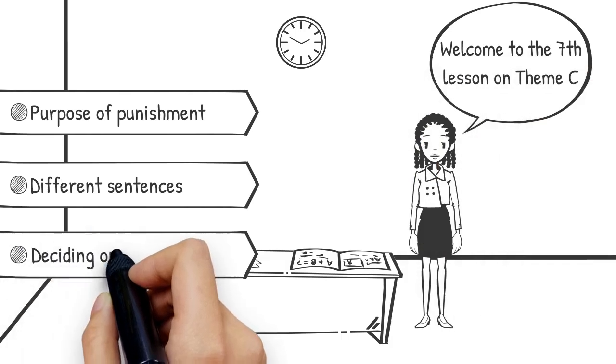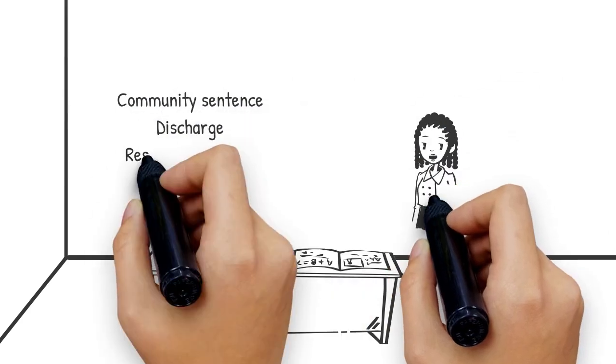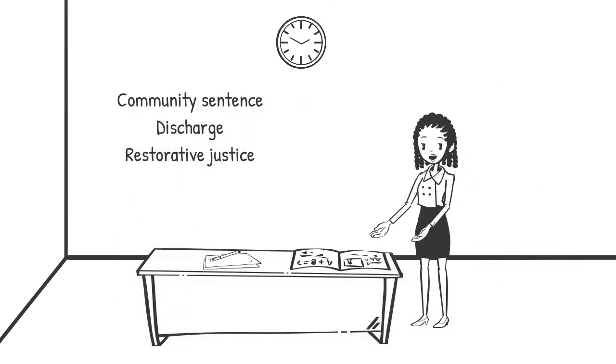Welcome to the 7th tutorial on Theme C. We will be looking at the purpose of punishment, different examples of sentences and deciding on the correct sentence. A community sentence is a sentence which allows people to continue to live in the community under certain conditions. Discharge means not being sentenced for a minor crime. It can be conditional. Restorative justice is a system of criminal justice which aims to rehabilitate offenders through meeting and talking to victims in the community.